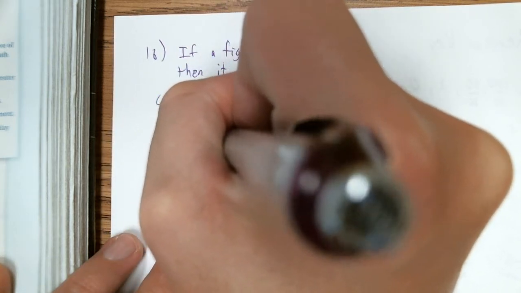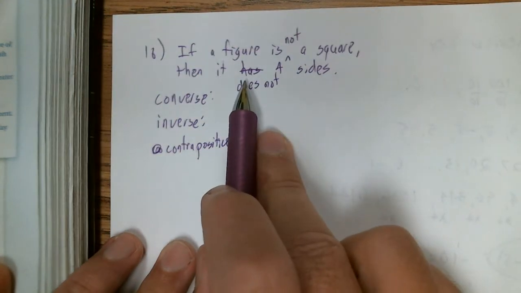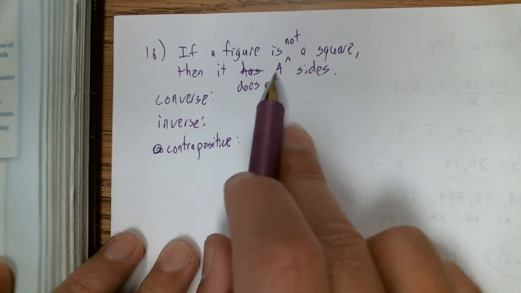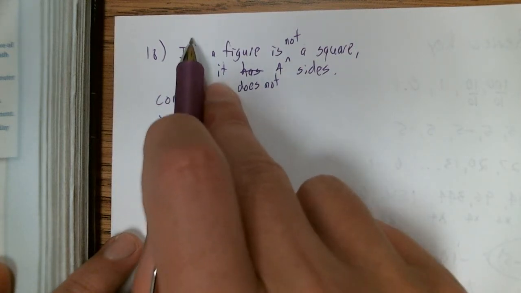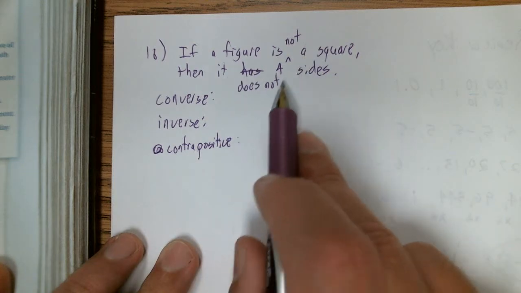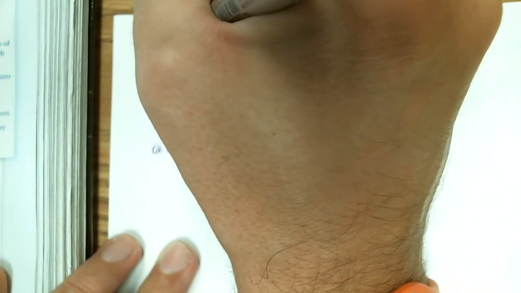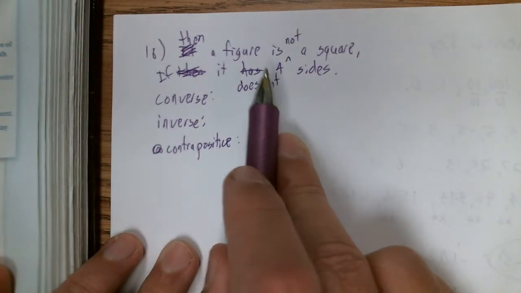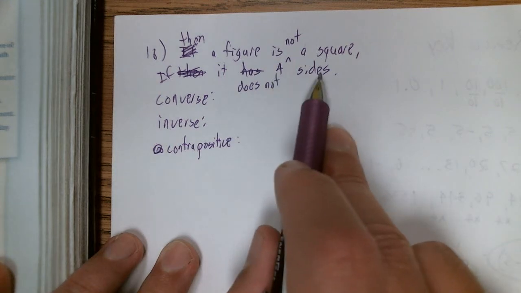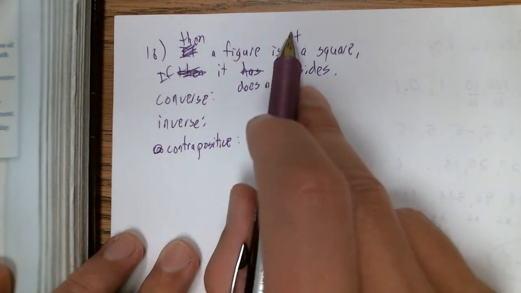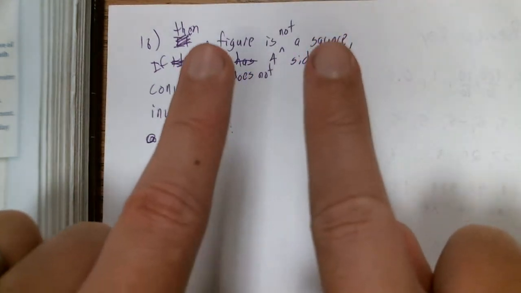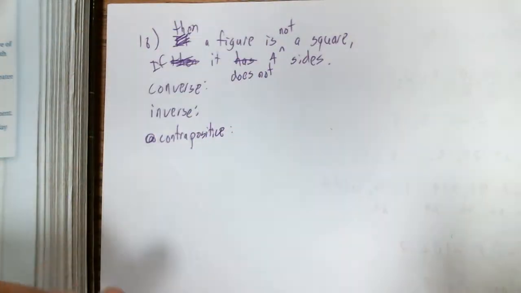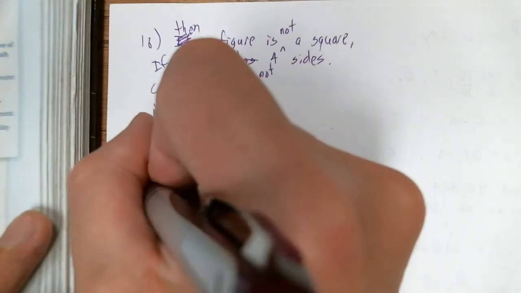Contrapositive, I do both. Okay, so I'll start with the conclusion. So once again, I'm basically switching the if and the then, and I'm putting in the nots. So these guys will switch. So it'll look like this. If it does not, I've got to put in the nots. If it does not have 4 sides, then the figure is not a square. Once again, switch the shoes and put in the nots for the contrapositive.